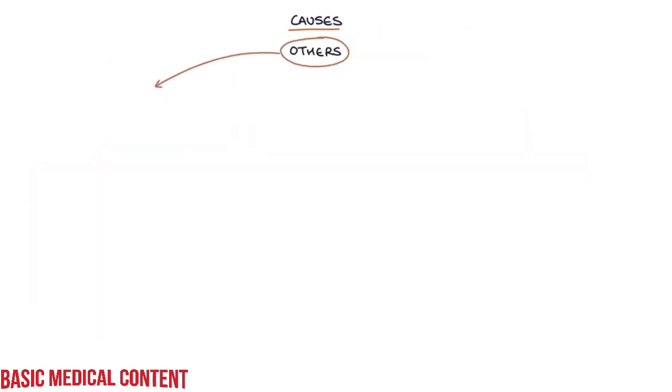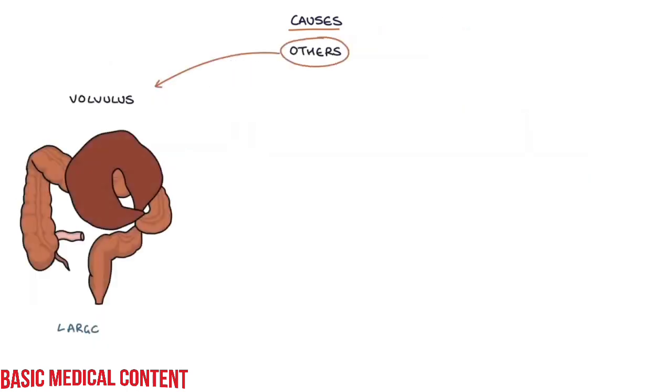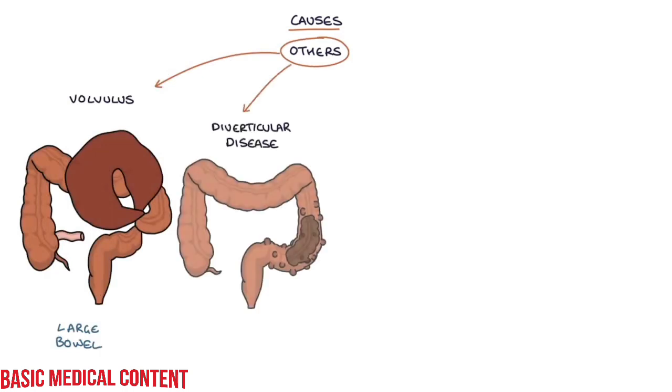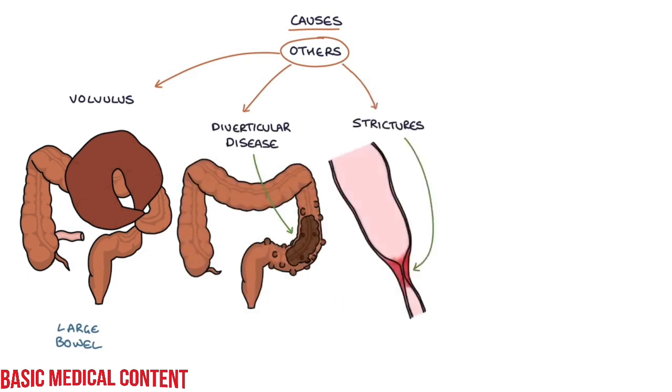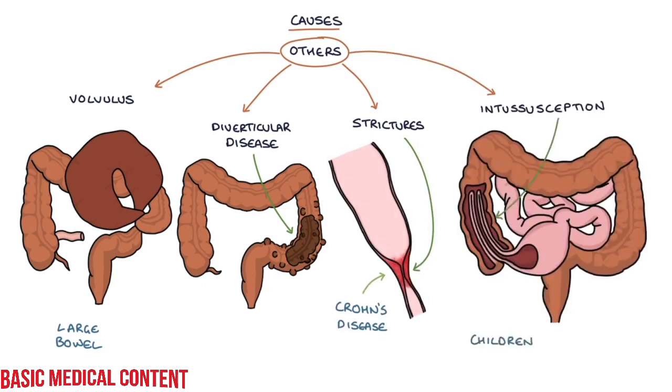Other causes include volvulus, which affects the large bowel, diverticular disease, strictures, for example secondary to Crohn's disease, and intussusception, which affects young children aged 6 months to 2 years.